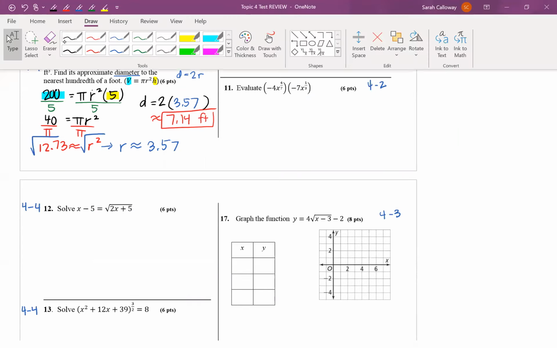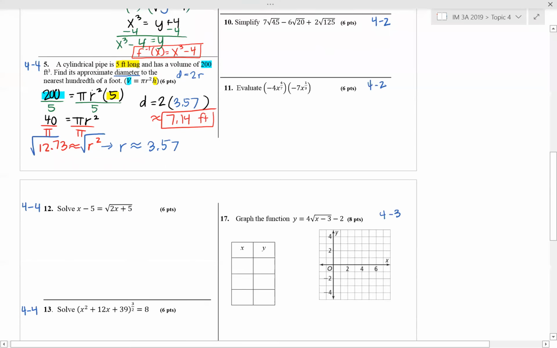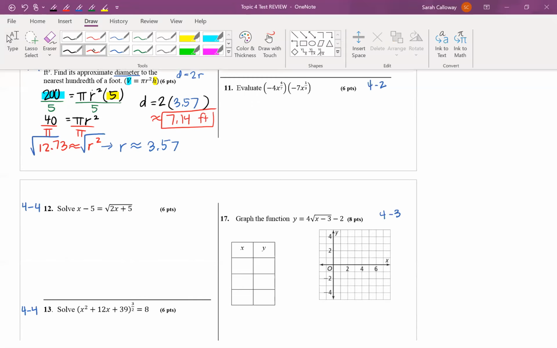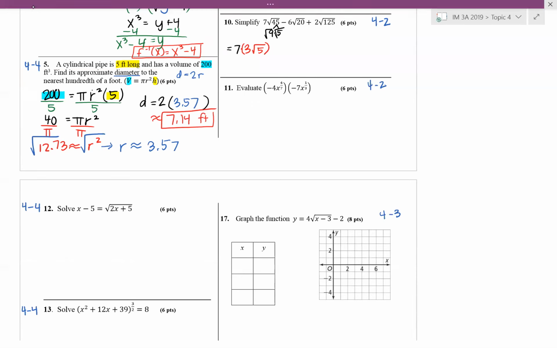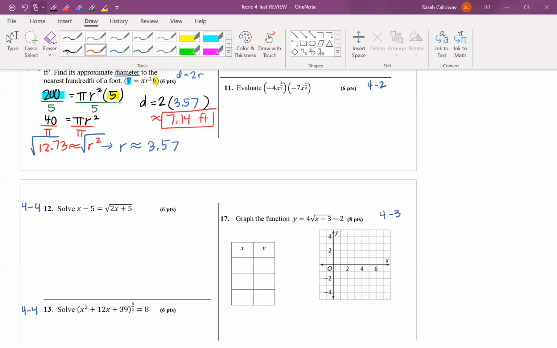So if I'm thinking about the number 45, I'm going to just break this down with perfect squares. So that's 9 times 5. And we know the square root of 9 is 3, and the square root of 5 stays. So this is going to be equal to 7 times 3 radical 5. So the square root of 45 is equivalent to 3 radical 5. Again, you could do that using the hockey stick, but sometimes it's a little bit faster just to recognize what perfect square goes into that.